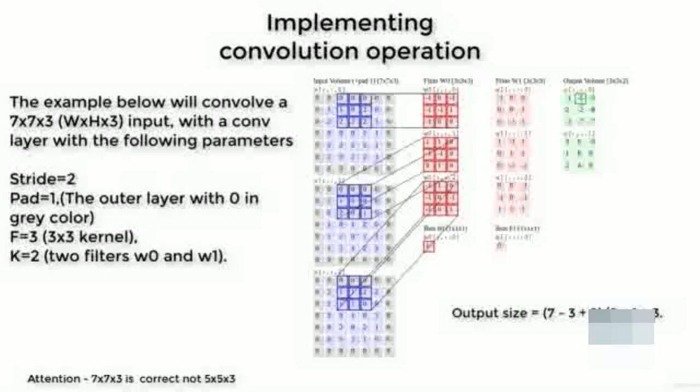Also, we can calculate the size of these two outputs to be (5 minus 3 plus 2) divided by 2, plus 1, which is equal to 3. So we will get a final output volume of size 3 by 3 by 2.